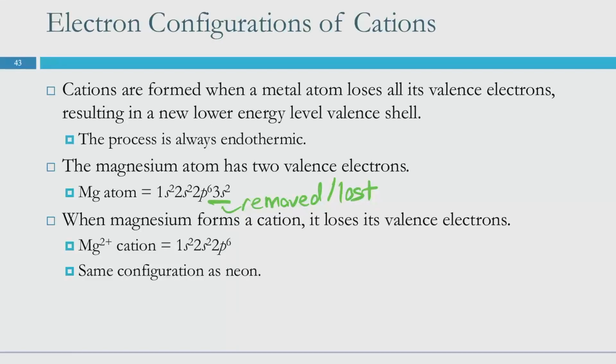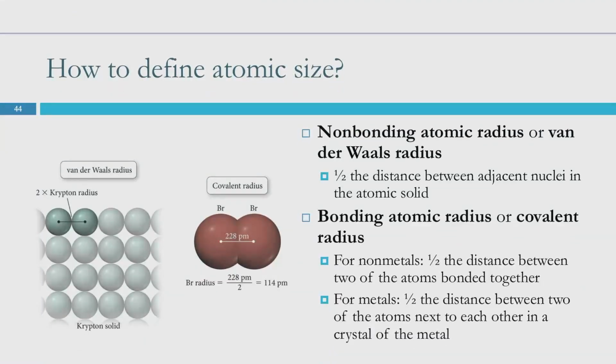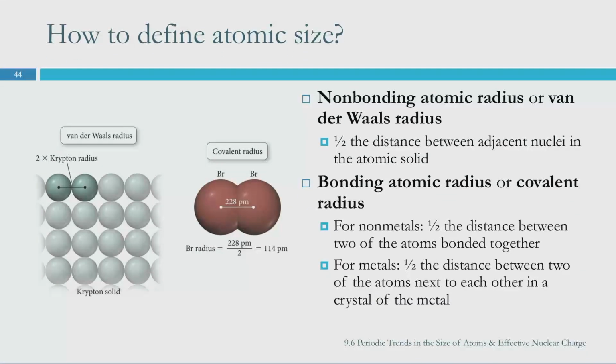Okay, it is trend time. So atomic size can be defined in a couple of ways. One way that we can define atomic size is non-bonding atomic radius, or van der Waals radius. So for things like krypton, where they don't bond, the atoms just sit next to each other, or metals would be in a similar situation. We can define the non-bonding atomic radius, the van der Waals radius, as half the distance between the nuclei.